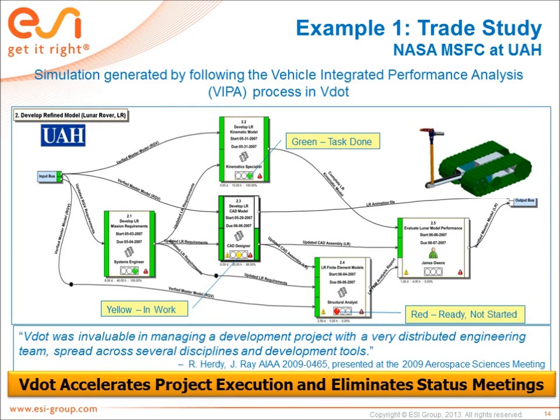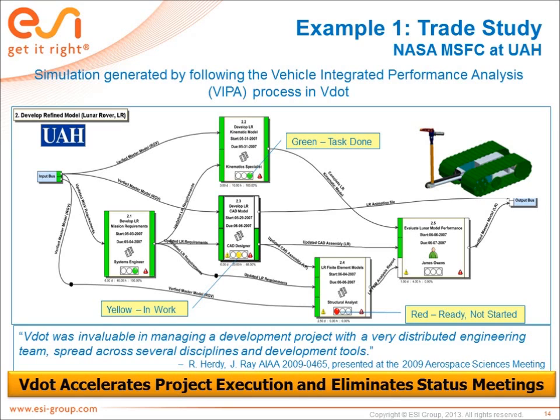Our first example highlights a project at the University of Alabama in Huntsville for NASA Marshall Space Flight Center. NASA's Vehicle Integrated Performance Analysis, or VIPA process, was implemented in Vdot to demonstrate how Vdot could accelerate the process for a robotics study involving a distributed team of engineers.